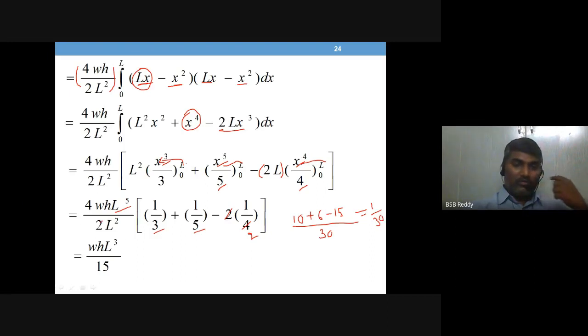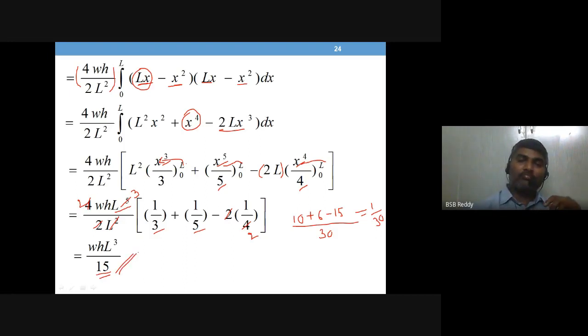So what do you have outside the braces? 2 in the numerator. So 2 into 1 by 30 is 1 by 15. So W H into L square, L power 5. So L cube remains. So W H L cube by 15 is the numerator value.